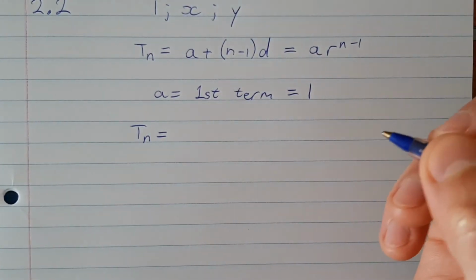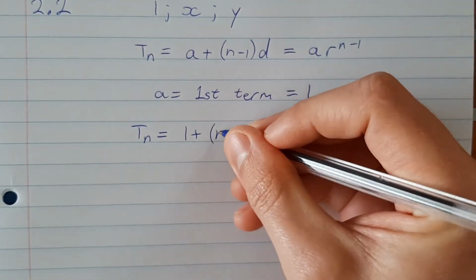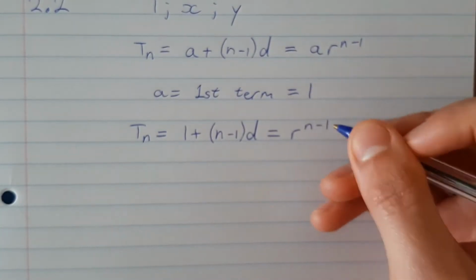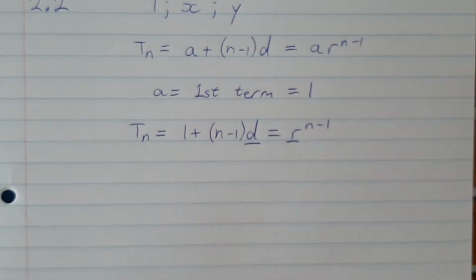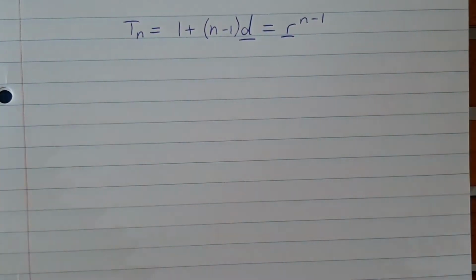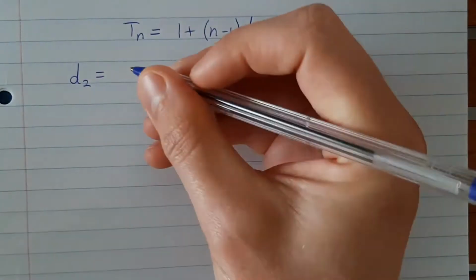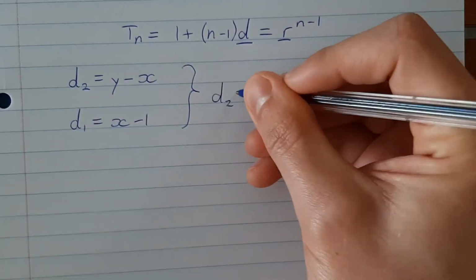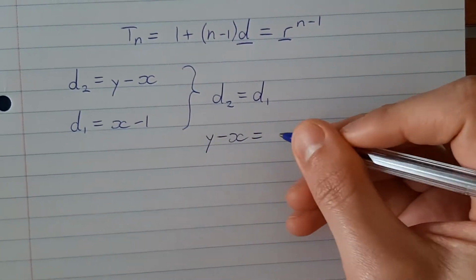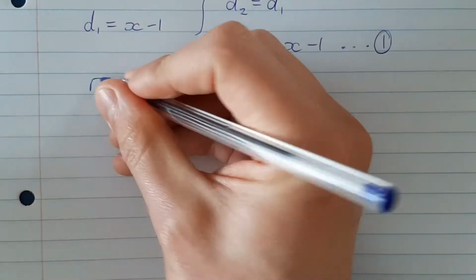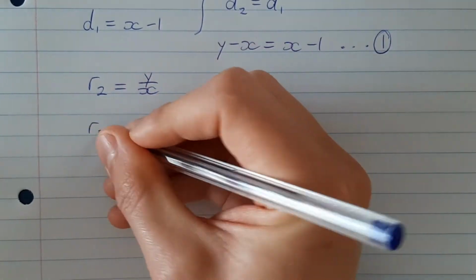We have a value for a. Now we need to calculate the values of d and r. The sequence 1, x, y we are working with has a constant difference and a constant factor because it is both linear and exponential. We are going to use this fact to generate 2 equations that we can solve simultaneously. We call them equation 1 and equation 2.